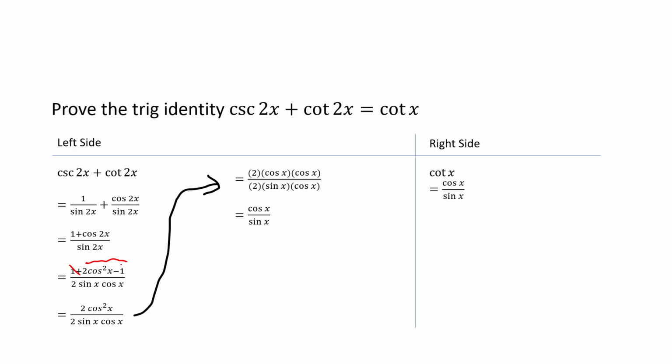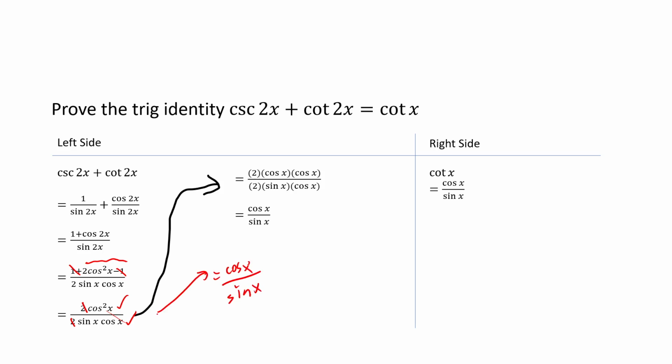Our 1's cancel out, and we are left with 2 cos squared x over 2 sine x cos x. And at this point, to be honest with you, you could just cross out those 2's. And since you're left with cos squared x over sine x cos x, you could just say, if you wanted, that that equals cos x over sine x.